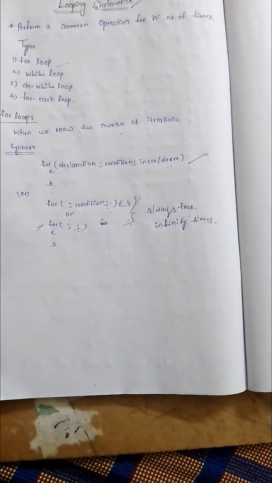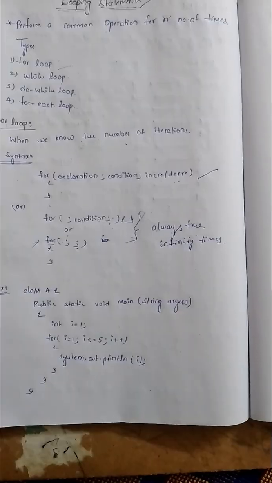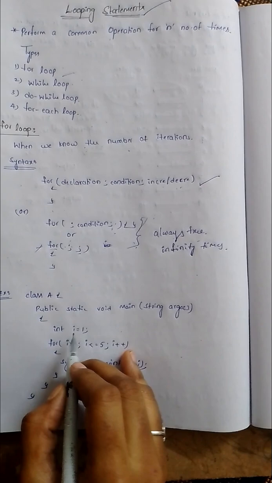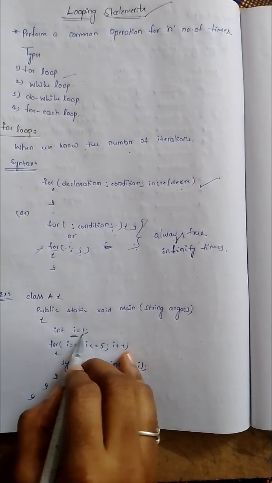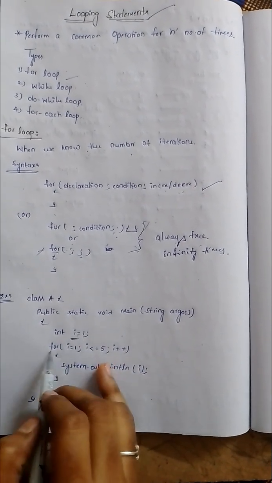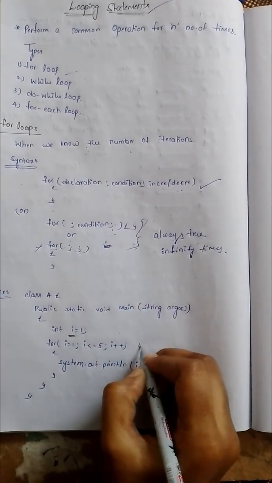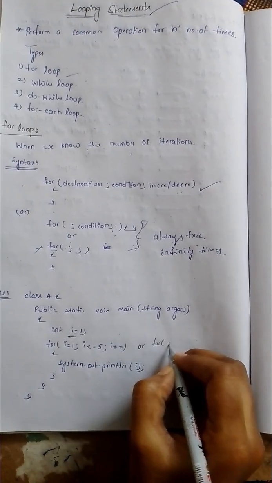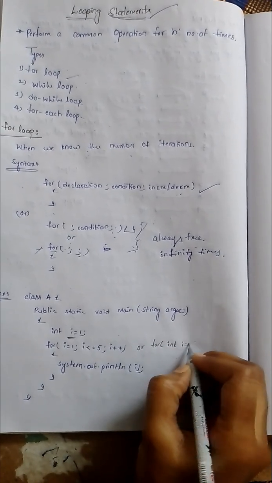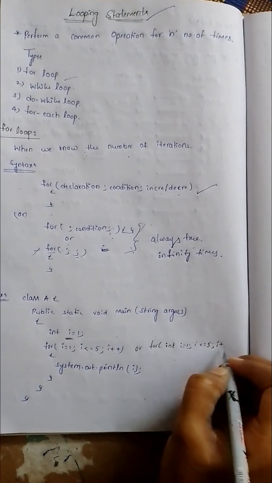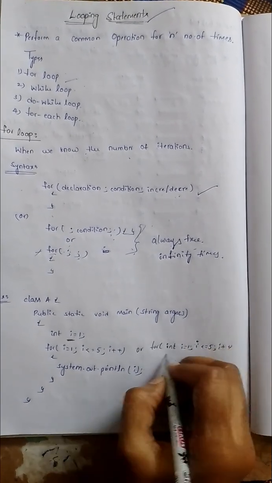Now we can discuss one example for for loop. This is the example for loop. Here variable I is declared with value 1. We can declare a variable before the for loop, or declaring it inside the for loop is also possible: for int I equals 1, I less than or equal to 5, I plus plus. In this case also it is possible.